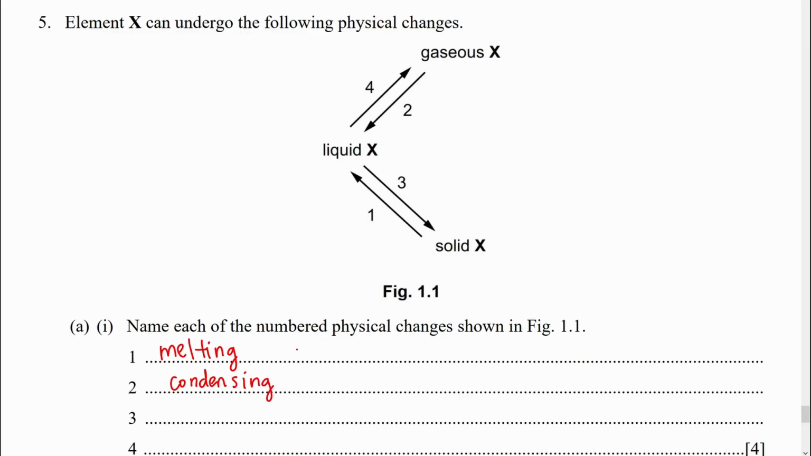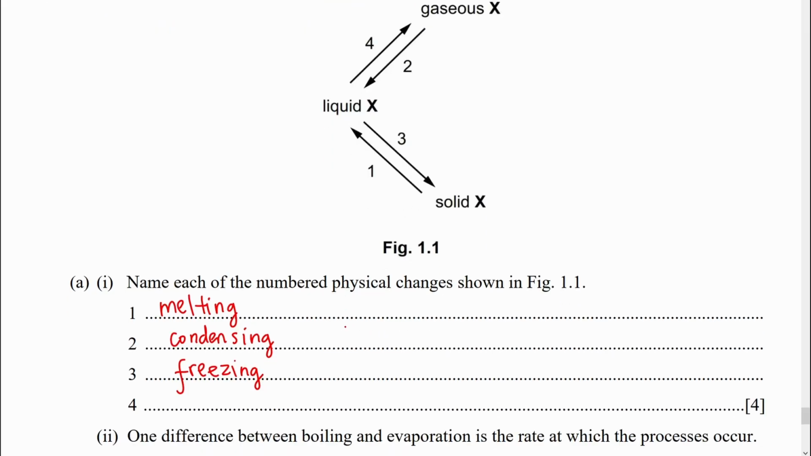Next, number 3 is from liquid to solid. From liquid to solid, it is what we call freezing. Number 4 is from liquid to gas. From liquid to gas is called boiling or evaporation, right? You can say boiling or evaporation.